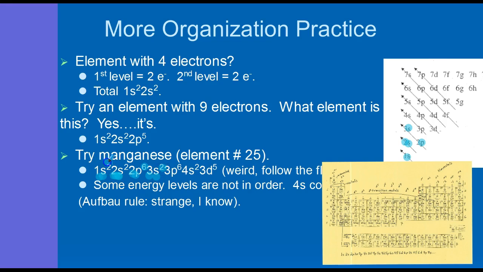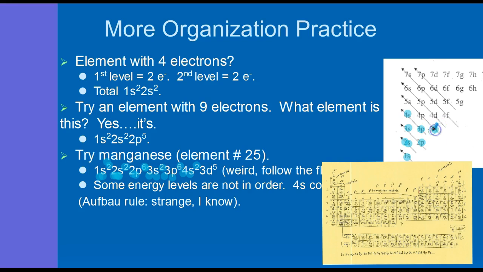And are we there yet? 2 plus 2 is 4, plus 6 is 10, plus 2 is 12. We're not quite there yet. And then we do a 3p. 3p, fill it up with 6. After 3p comes 4s. So 4s2. We're almost there, not quite.